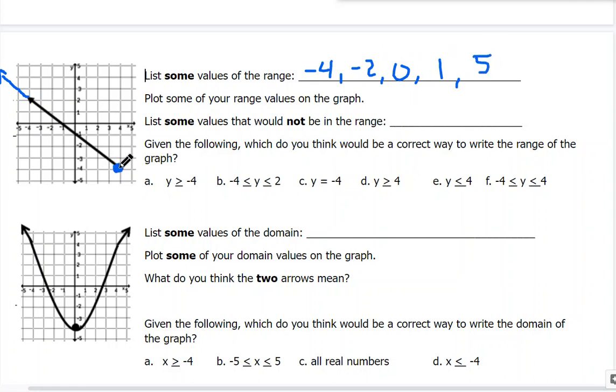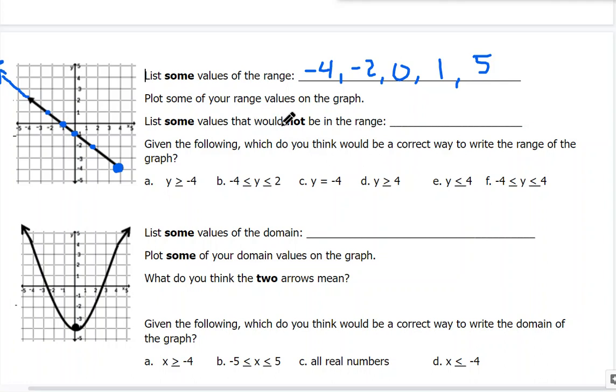So let's plot some of those. -4, -2 would be right here. Oh, sorry, 0 would not be right there. 0 would be here, sorry. It could be 1, which would be here. It could be 5, which would be like way up here off the graph somewhere.